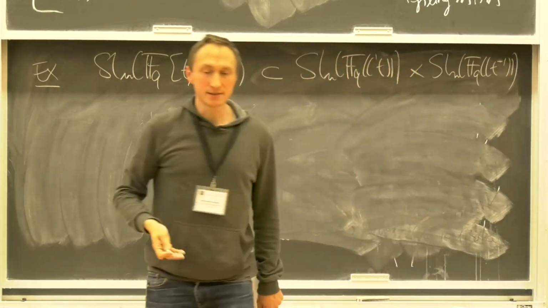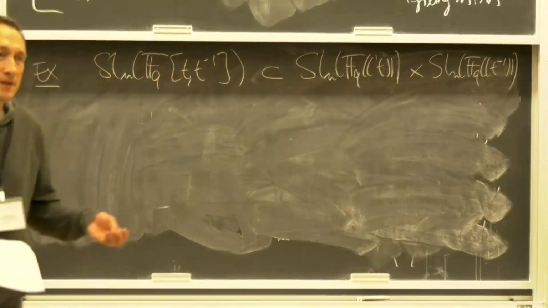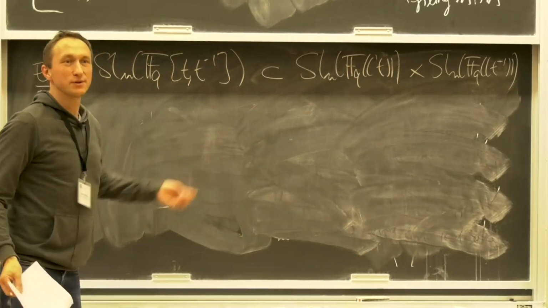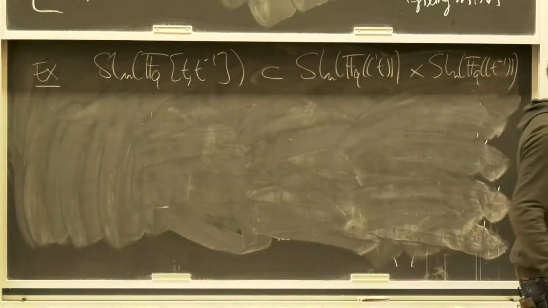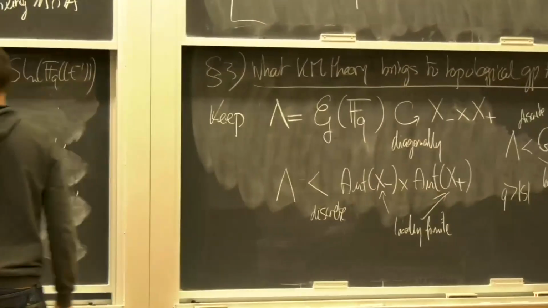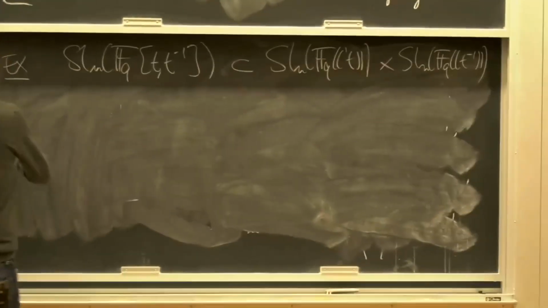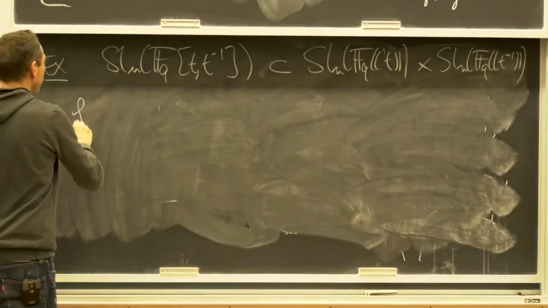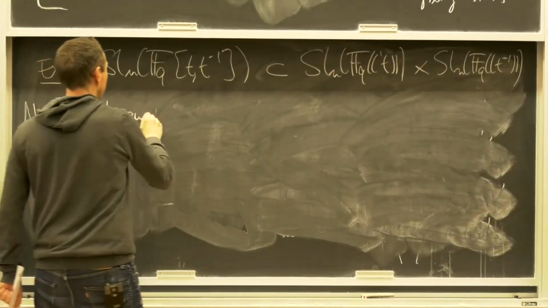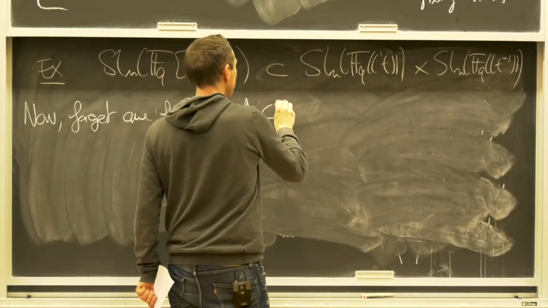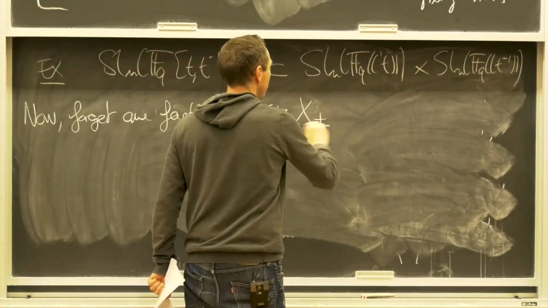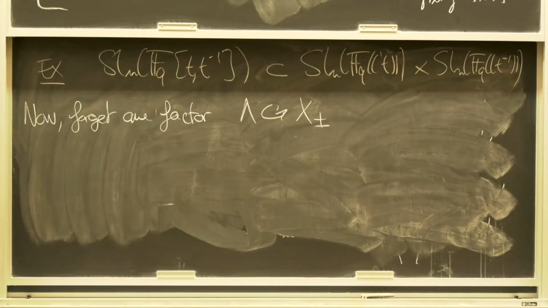But for my purposes, this example is not so good in the sense that it is linear. It's a linear example, a matrix example. But this is perfectly fine in any case. So the idea is now to forget one factor and make lambda act on a single building. Then the action is no longer discrete.